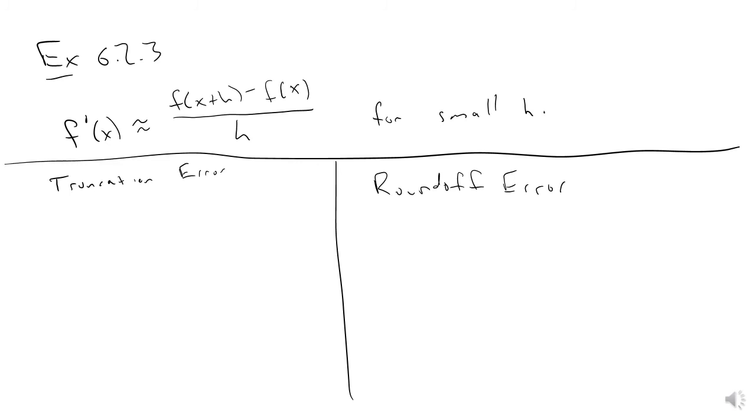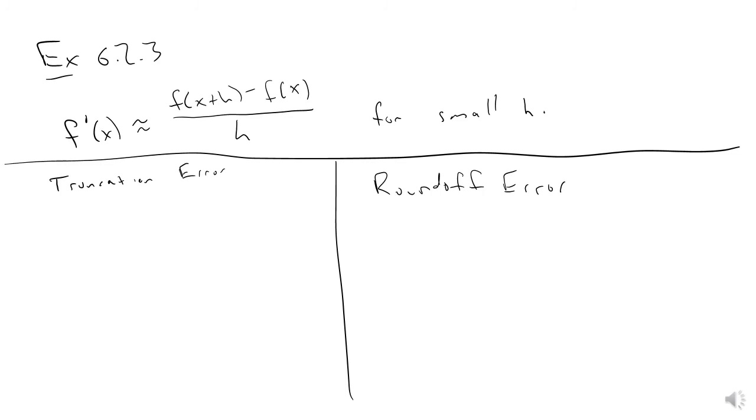But what we're doing here is we're approximating f prime of x with the difference quotient, f of x plus h minus f of x over h. And we know from calculus that that difference quotient is an approximation to the derivative for small h. Remember, the definition of the derivative is the limit of that difference quotient as h goes to 0. So there's two things we want to look at with this approximation to the derivative. One is truncation error and the other is round-off error.